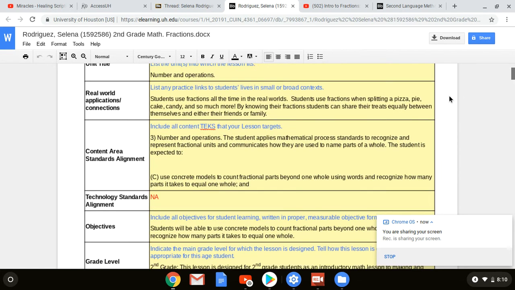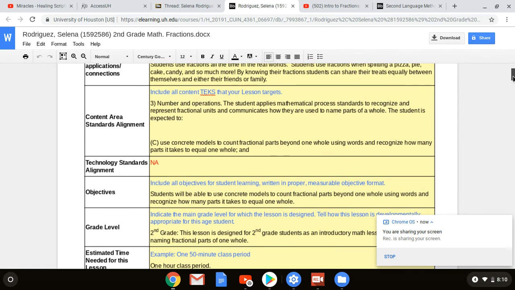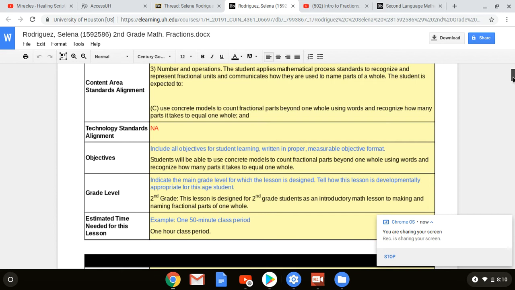Let's start off. I like how you stated the TEKS and you have how they go with your objective. You said that students will be able to use concrete models to count fractions parts beyond one whole using numbers and recognize how many parts it takes to equal one whole.